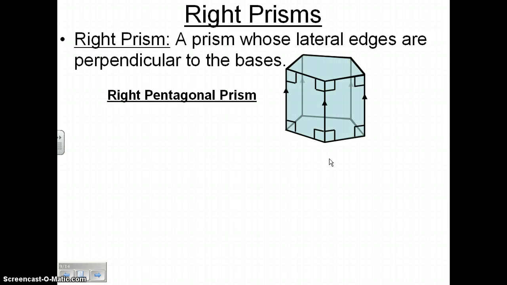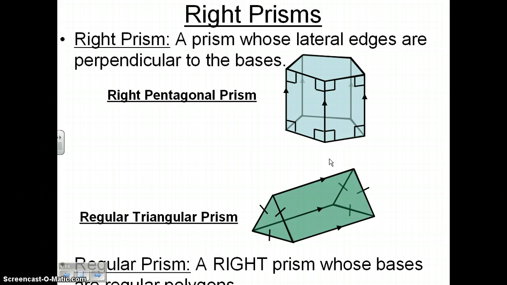Right prisms. A right prism is a prism whose lateral edges are perpendicular to the bases. A regular prism is a right prism whose bases are regular polygons. So know that in a prism, the bases are always congruent to each other, but they're not always regular. So a regular prism is a right prism. The lateral edges are not only perpendicular to the bases, your bases are regular polygons.